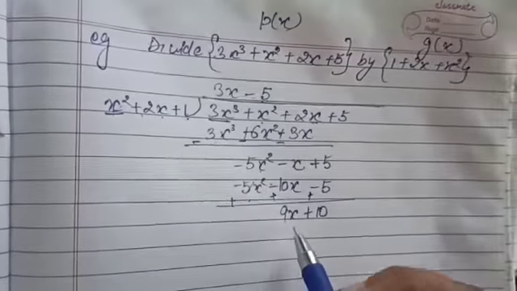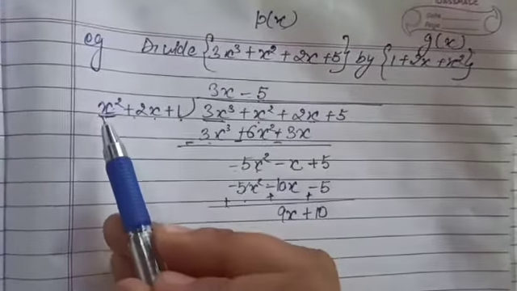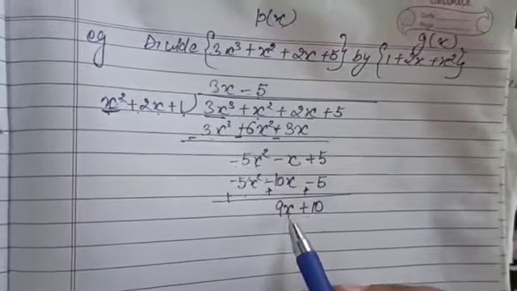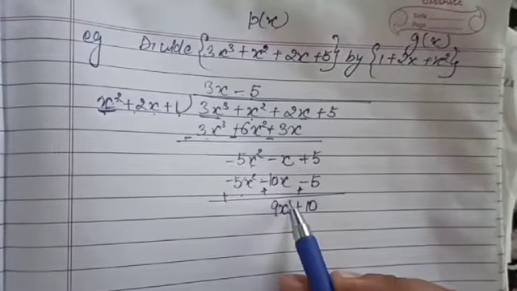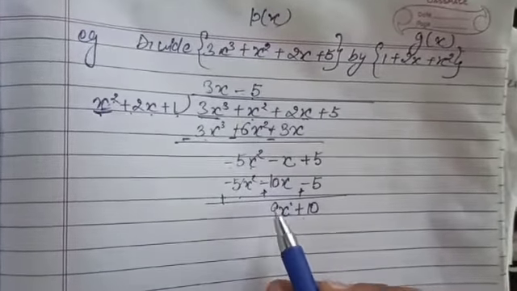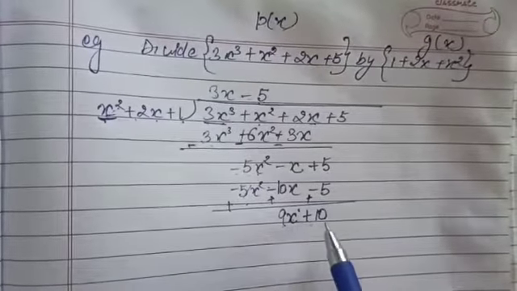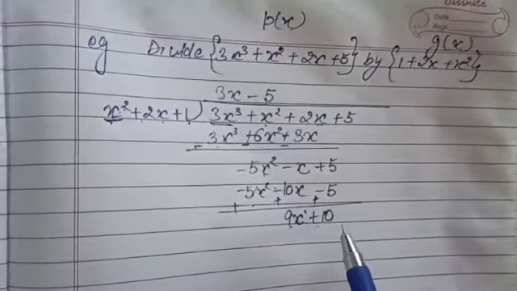Now you see, in our divisor the greatest degree is 2 and here we are left with degree 1. So we cannot divide this term further. Therefore 9x plus 10 is our remainder.